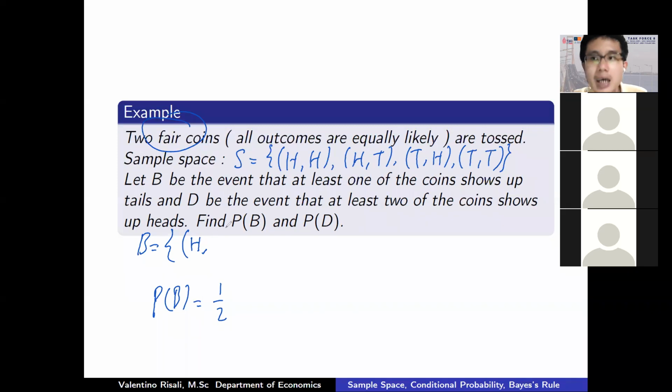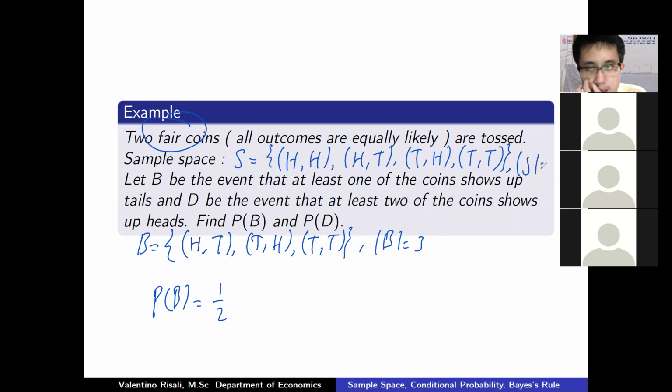I think I read the question wrong, sir. It would be 0.25, because HT times TH. Is that correct? So B consists of HT, TH, and TT. So the cardinality of B is 3, the cardinality of S is 4, right? And P(B) is 3 divided by 4, right? Yes, 0.75.